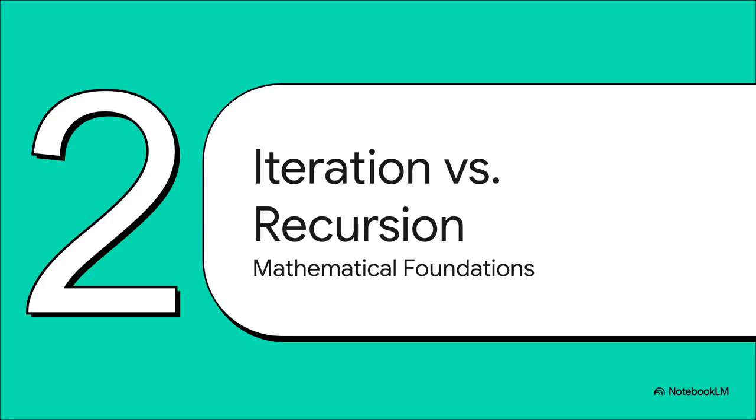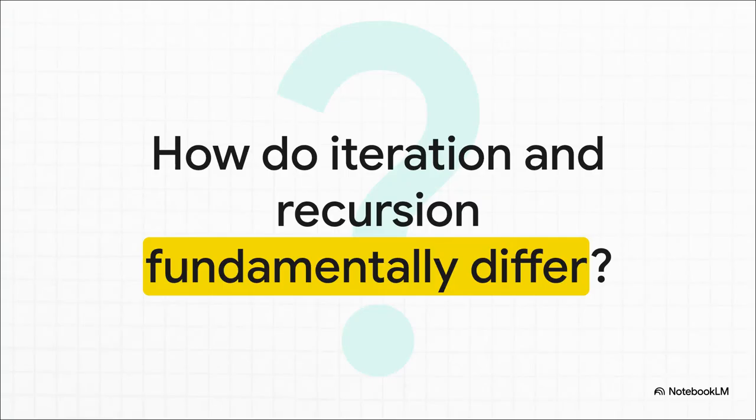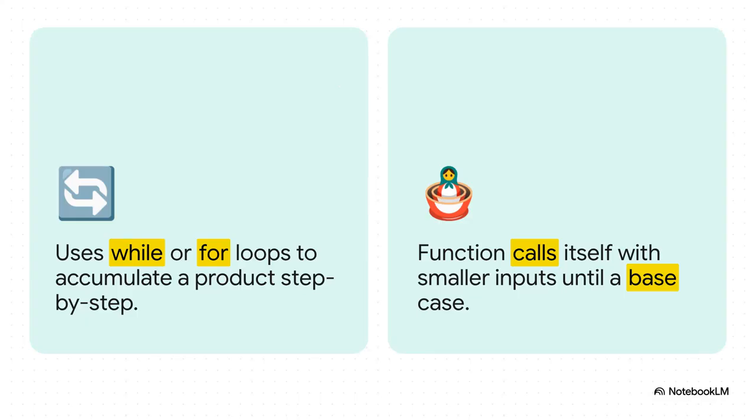Moving right along to Section 2, Foundations, Iteration versus Recursion. Okay, so we're looking at exercises 00 through 03, where you literally have to solve factorials and powers twice, once with iteration and once with recursion. Which brings up a really great question. How do iteration and recursion fundamentally differ when you're solving the exact same mathematical problem? I mean, both are going to get you to the exact same destination, but the vehicle you drive to get there, totally different. So let's break down those two vehicles.